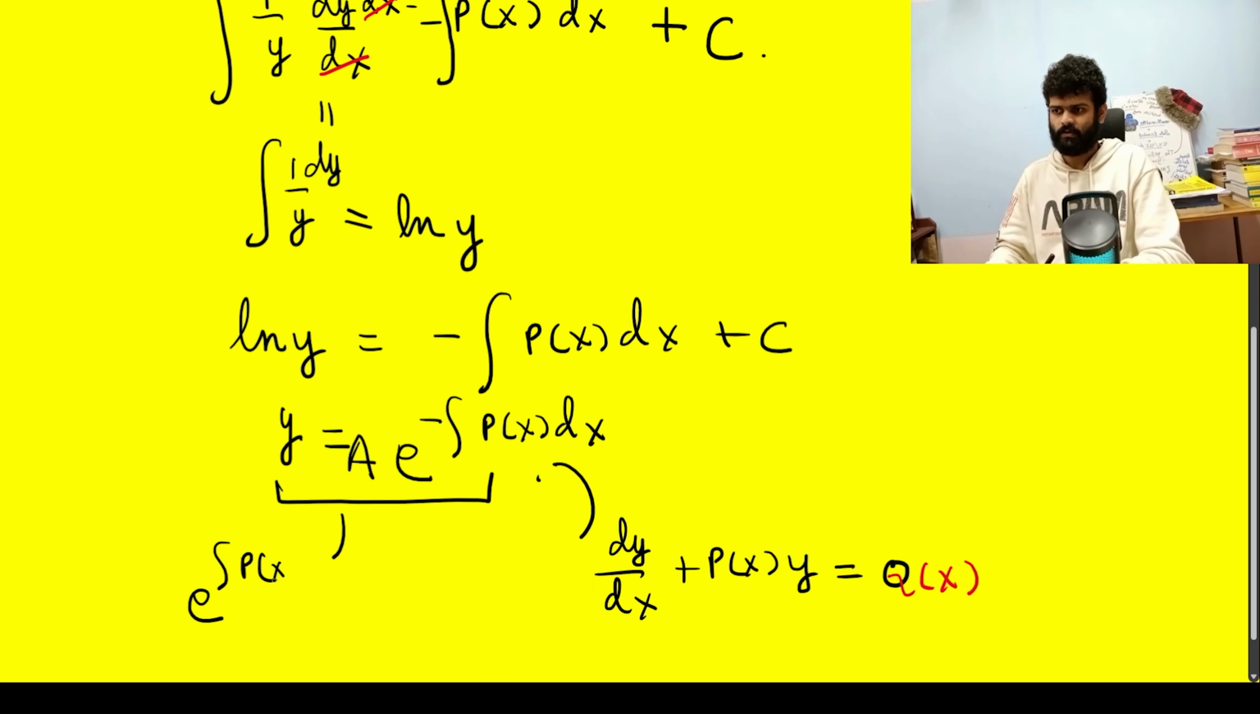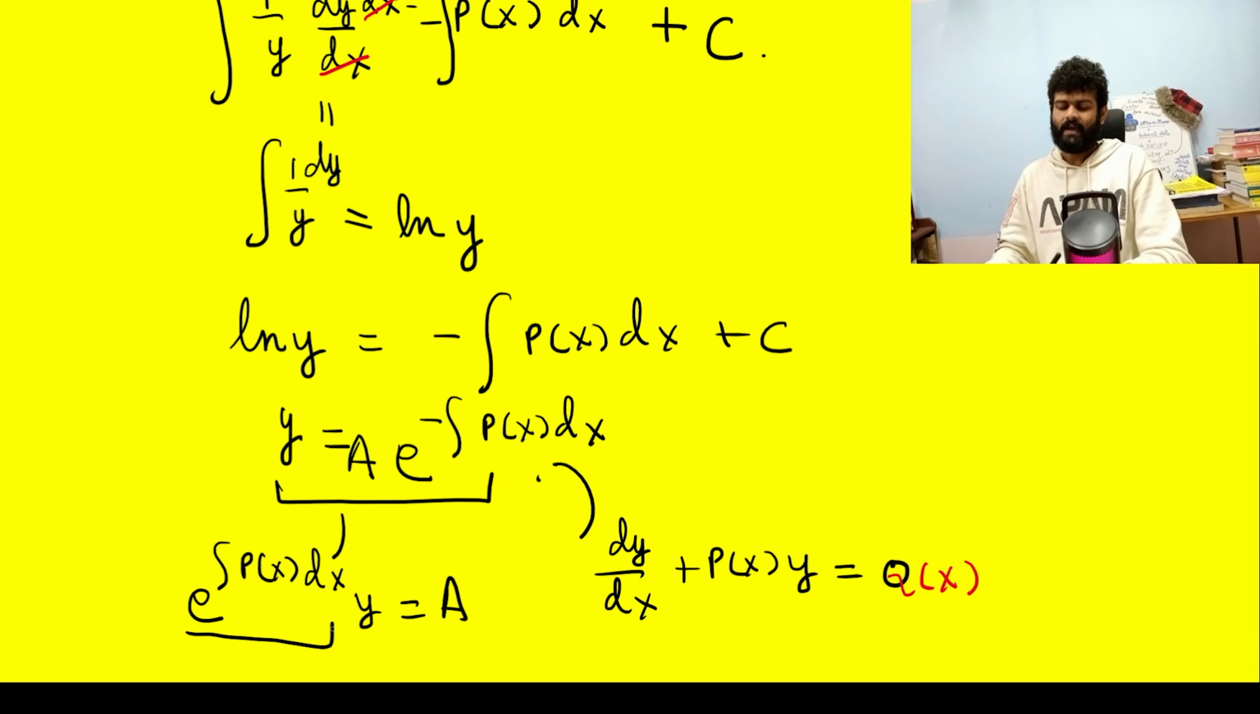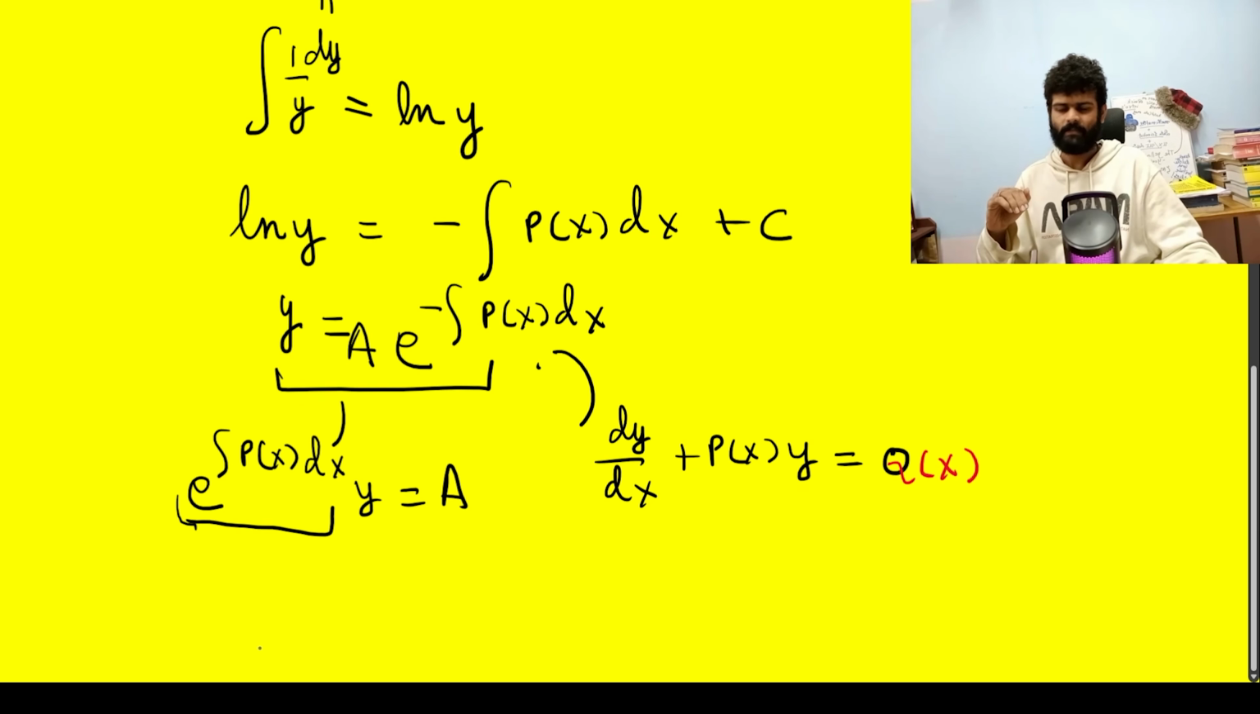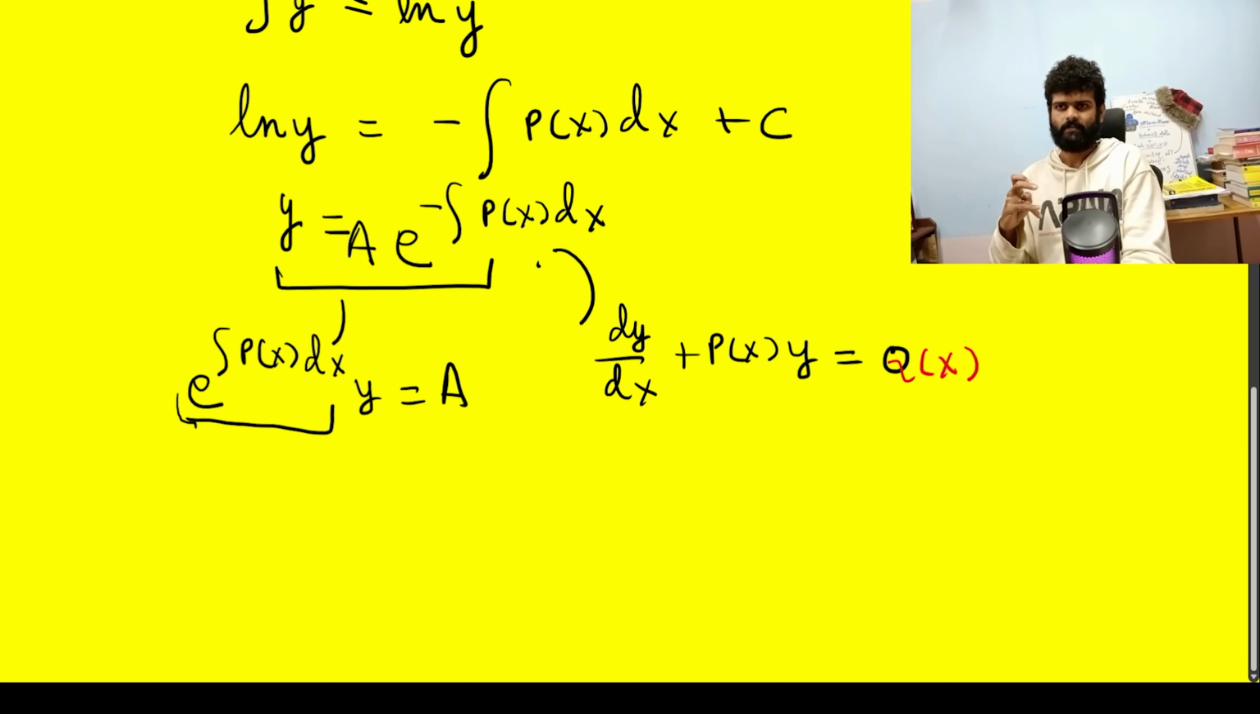So it will become e to the power integral px dx y is equal to a, right? So what this tells me is that if I have something like this, it's something interesting, right? So what I'm going to do is I'm going to take this differential equation and multiply both sides by this particular factor here.